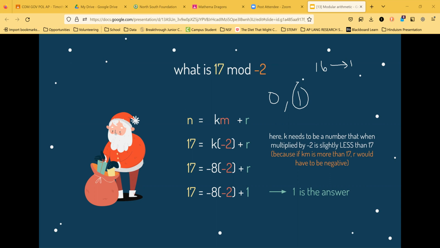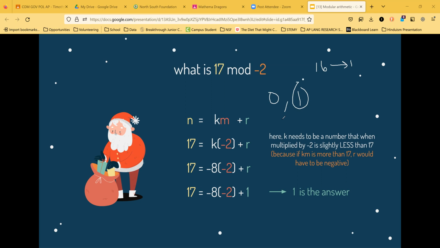So someone asked in the chat, can the answer be a negative number? If you're trying to say that 17 mod -2 is congruent to -1 mod -2, that would be correct. However, when they're looking for an answer like this, they are looking for a positive answer. So a number that is between 0 and the absolute value of whatever that modulus is.